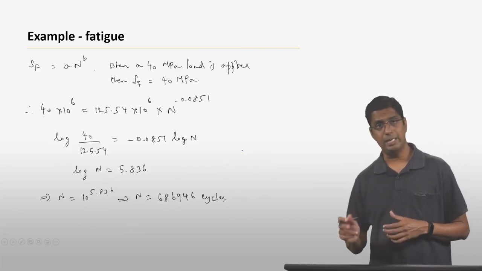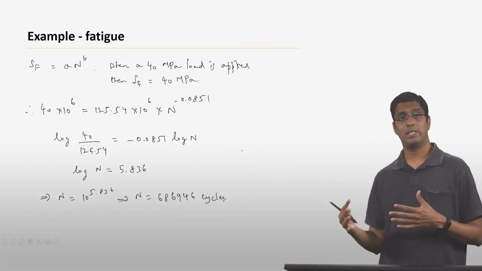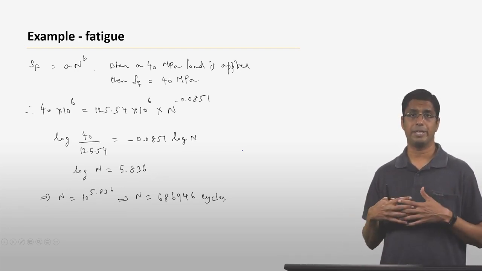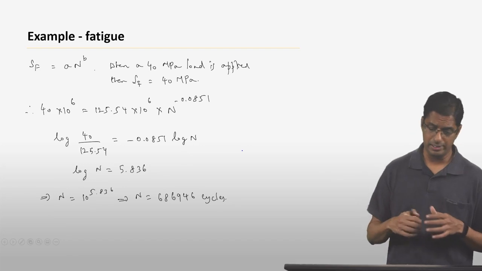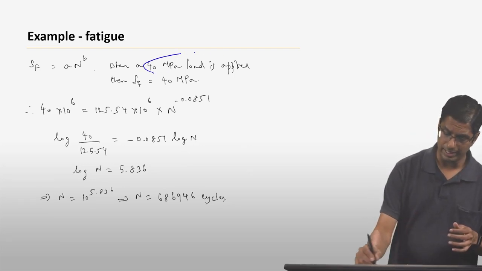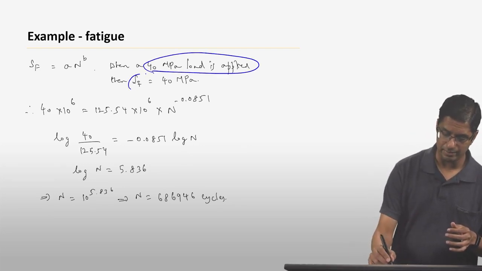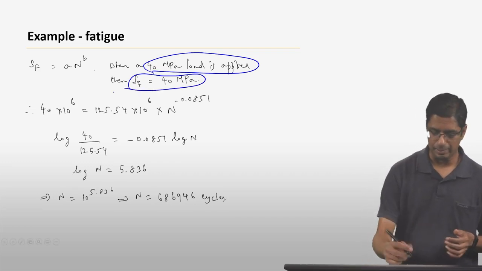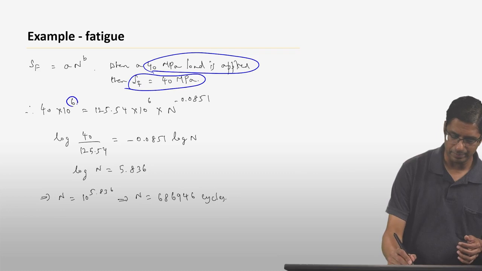Because in the second part, you're asked to find the number of cycles to failure when the stress that you're applying is reduced to 40 MPa. So when a 40 MPa load is applied, your SF is 40 MPa. Okay, so again, I think I made a mistake here. This is actually correct. This is 10 to the 6.